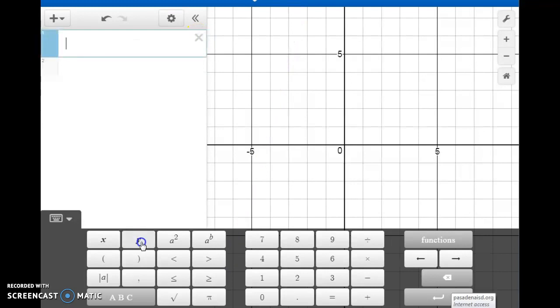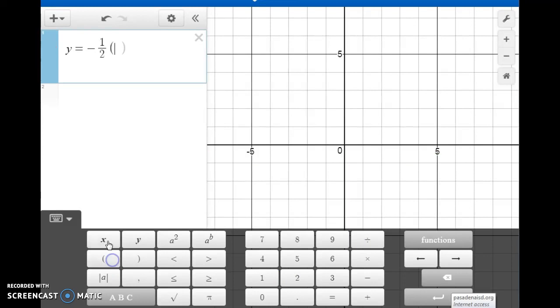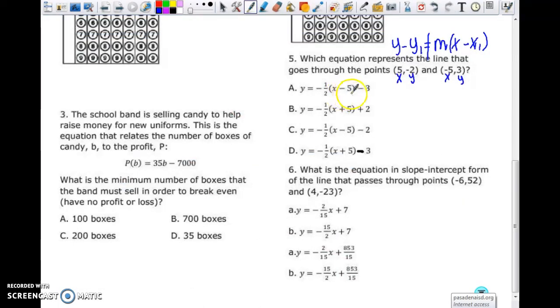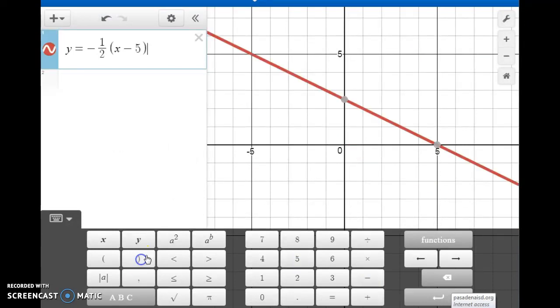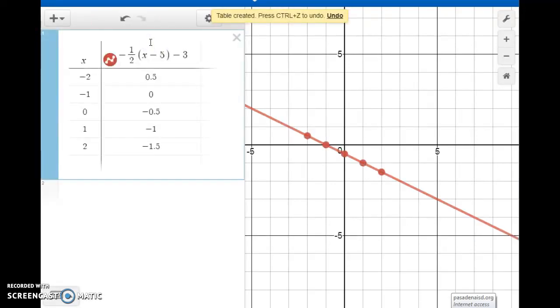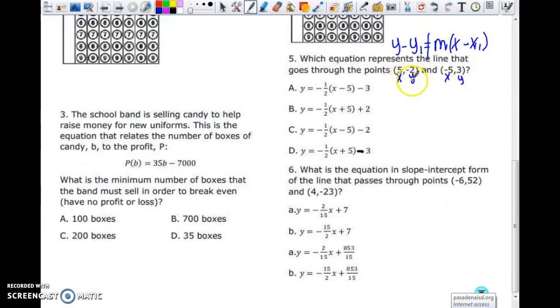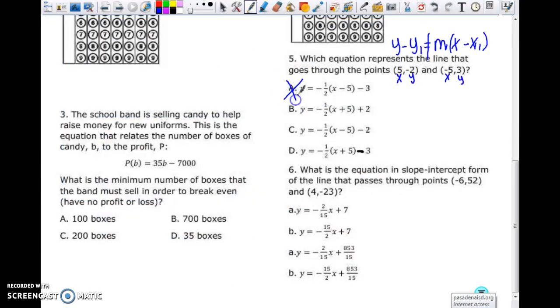So A was y equals -1/2 x. I forgot what A was. -5 -3. So y equals -1/2 (x - 5)... parentheses, -3, okay? You can convert this into a table, and I know it needs to contain the points (5, -2) and (-5, 3). So when my x is a 5, do I get out a -2? No, I do not. So that cannot work, because this equation does not contain this point. I don't even need to waste my time with that point.